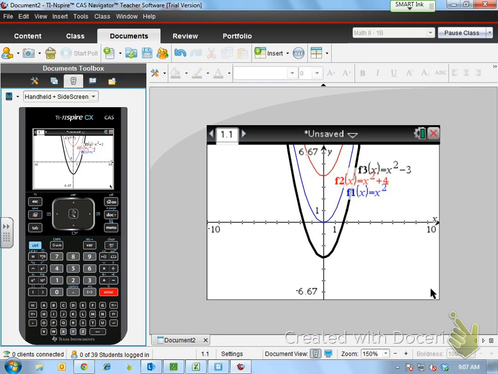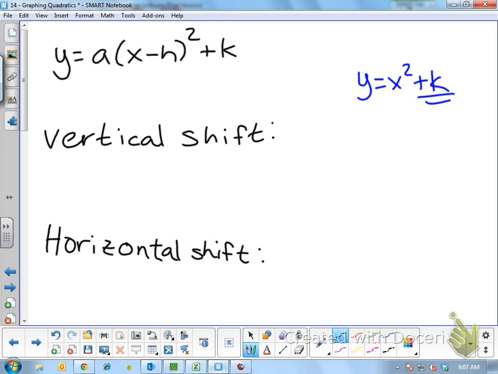So we have a pattern. The pattern is if we add a number, we move up. If we subtract a number, we move down. So let's go back to our notes and write this pattern down. We call this a vertical shift. So this number k on the outside we call a vertical shift. I usually write VS for vertical shift.